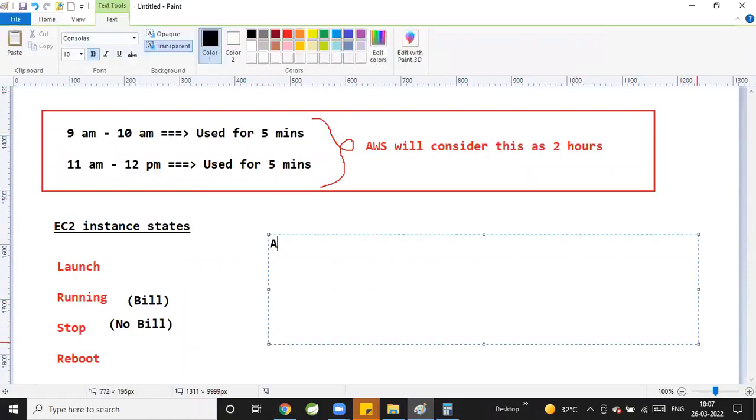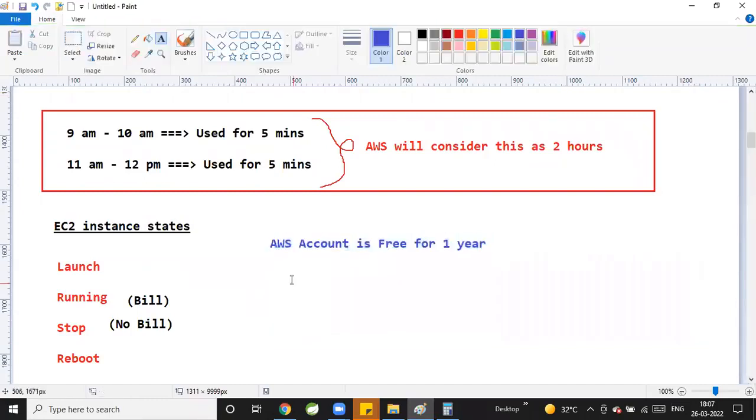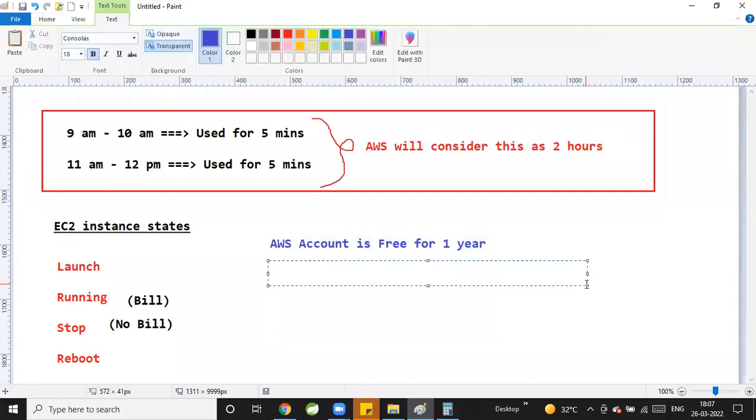AWS free trial account for 1 year. AWS account is free for 1 year. 750 hours per month is free.